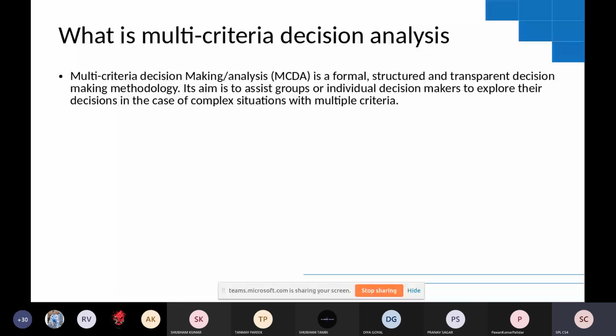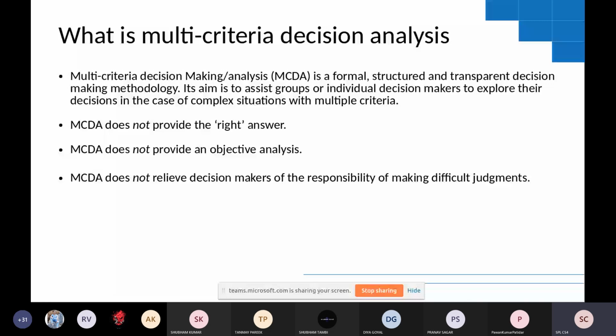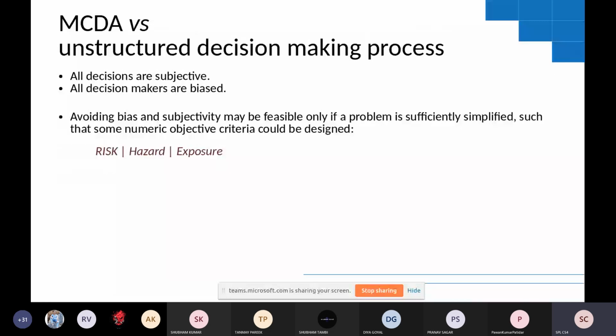But multi-criteria decision making, or MCDA, that I explained earlier, and unstructured decision making have some differences. I'm talking about multi-criteria decision making versus an unstructured decision making process. All decisions are subjective, of course, and all decision makers are somewhat biased. It could happen in a group, right? So let's take this example. We may simply evaluate a chemical process on an individual criterion, such as risk. Hazard and exposure are two criteria, where risk is a product of hazard and exposure.